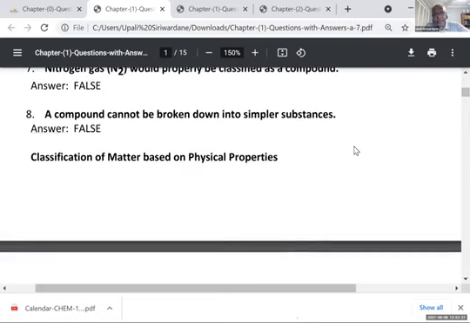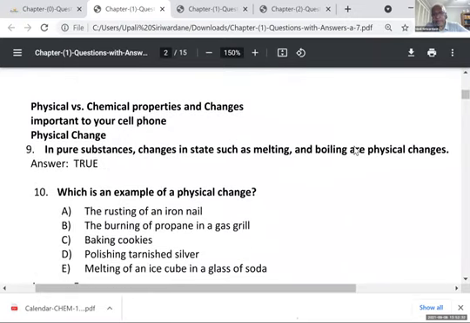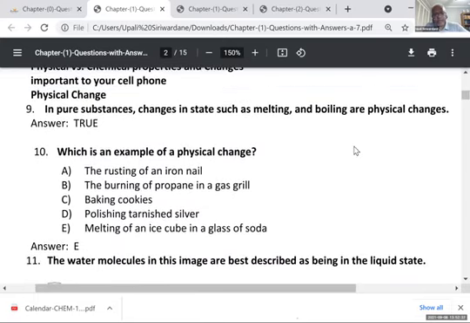So based on physical properties, we can check out physical changes in pure substances. Number 9, pure substances, change in state such as melting, boiling are physical changes. That's true. Change in state is a physical change. Melting point is a physical property. That's specific. Density is a physical property like that.